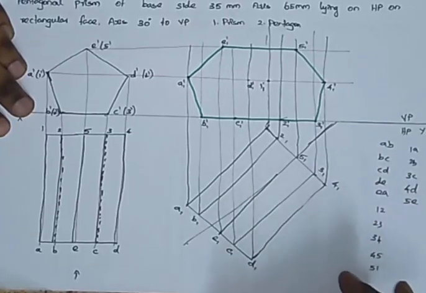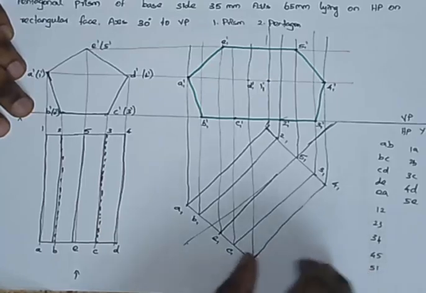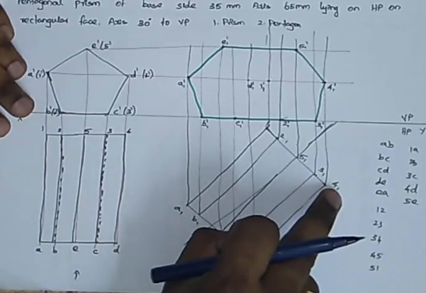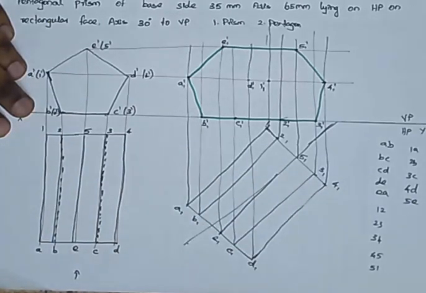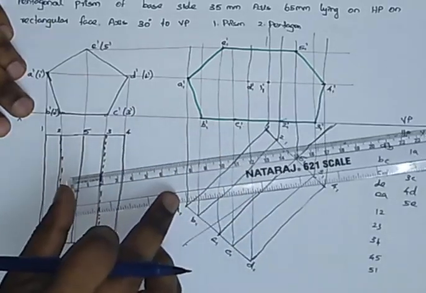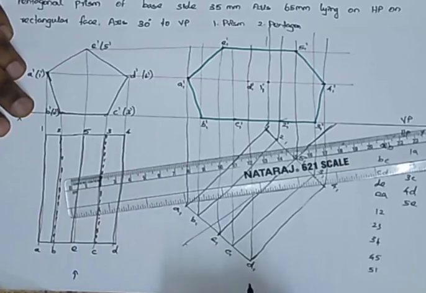To find the visible edge and invisible edge, I said a procedure: connect the left hand side extreme point and the right extreme point with an imaginary line like this. I did an imaginary line. Put an arrow mark here.